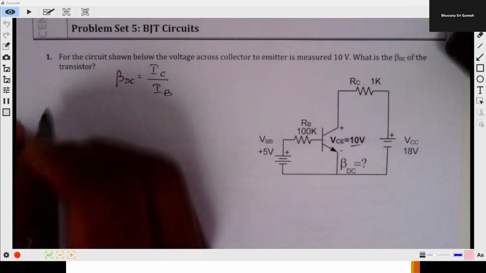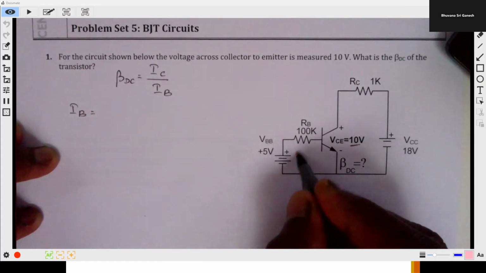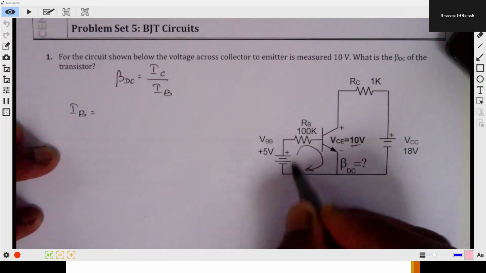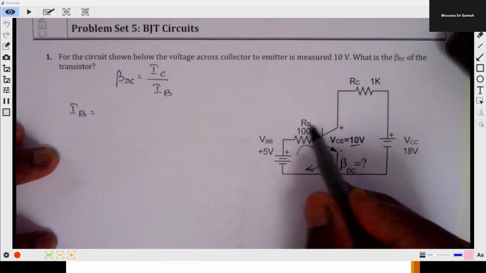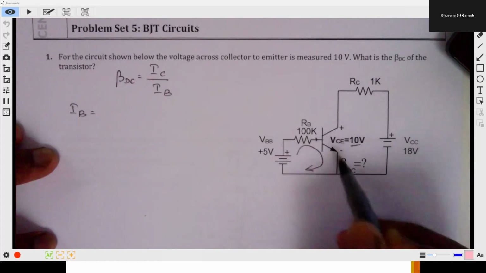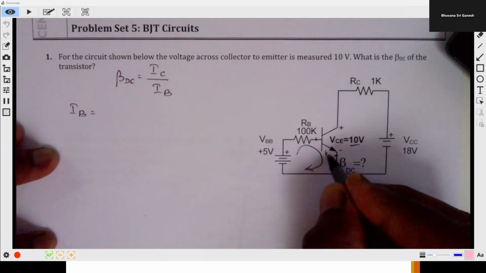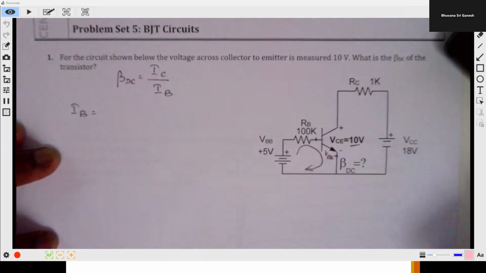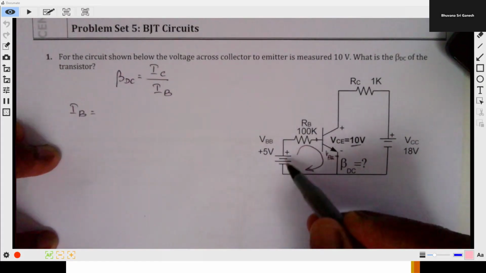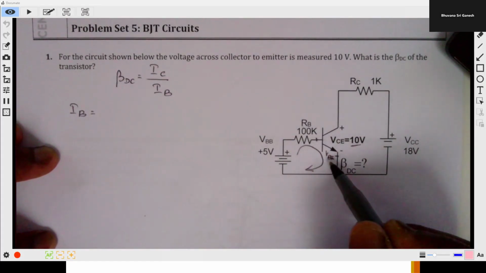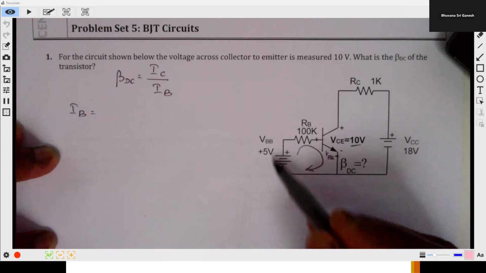Now for this problem, let me give you IB equals... in this loop you have VBB as the source voltage. There are two voltage drops. One is across RB, the other voltage drop is between the base and the emitter. So VBE is there. How much is VBE? VBE is 0.7 volts and the loop closes there. So one voltage rise, two voltage drops, right? So this voltage drop plus this voltage drop is this voltage rise.